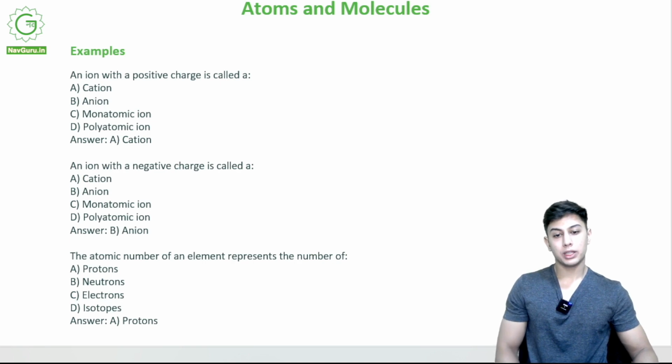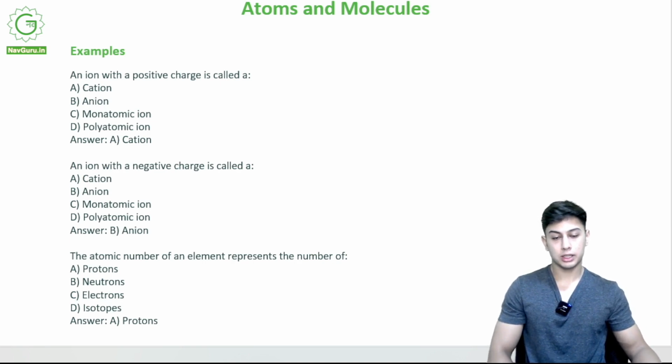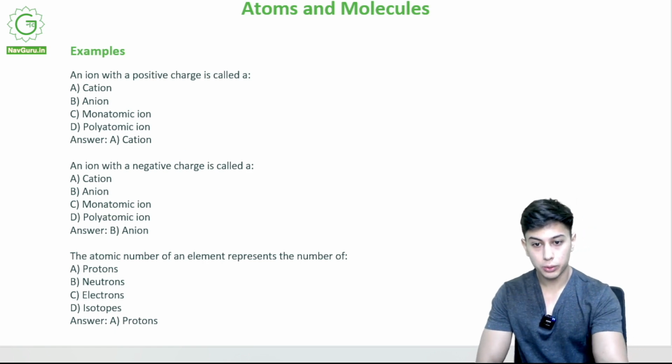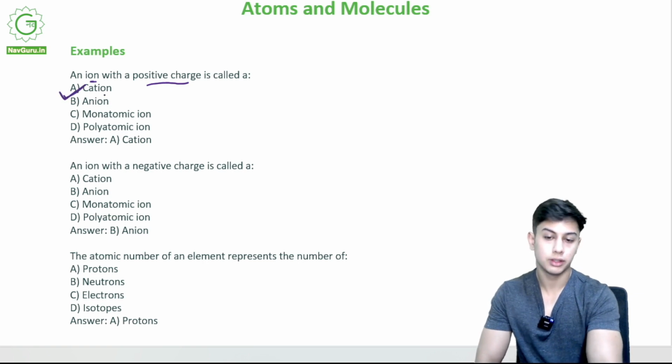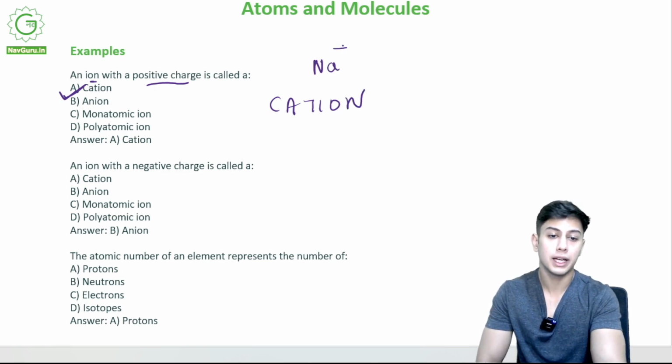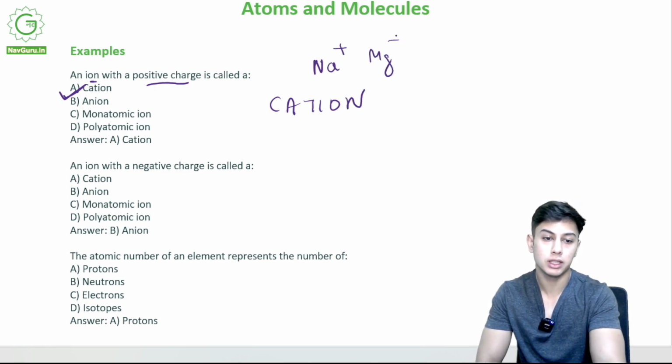An ion with a positive charge is called what? If you remember in the lectures, I clearly told you a positively charged ion is a cation. What were the examples? Metal ions: Na+, Mg2+, Al3+. This was plus 2, this was plus 3.